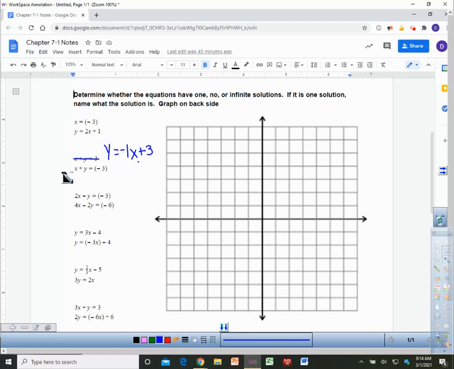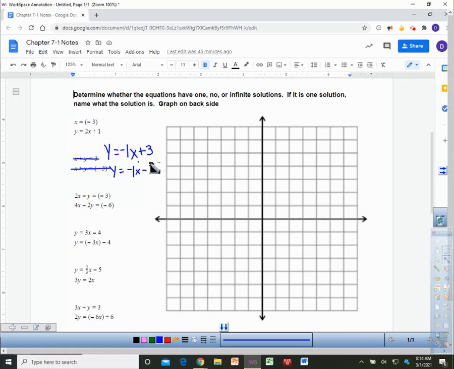And then the same thing here, the -1x. So then I have y equals -1x minus 3. Won't need that equation anymore, so I can cross it out. And we're going to graph them.